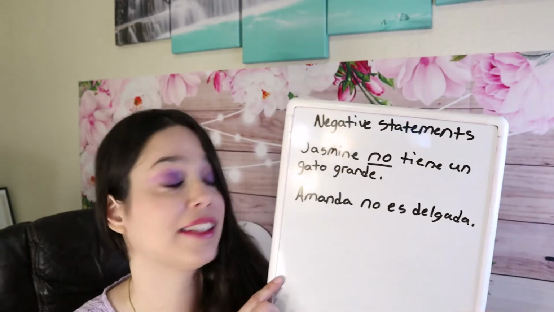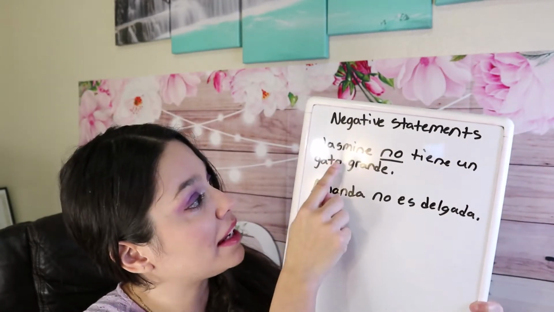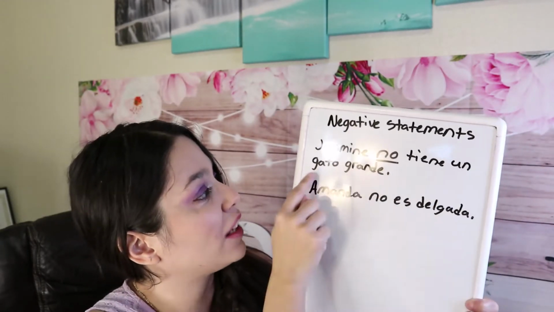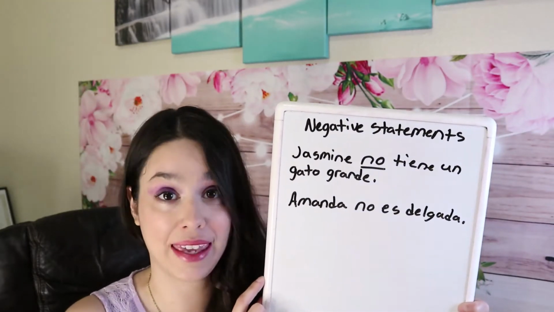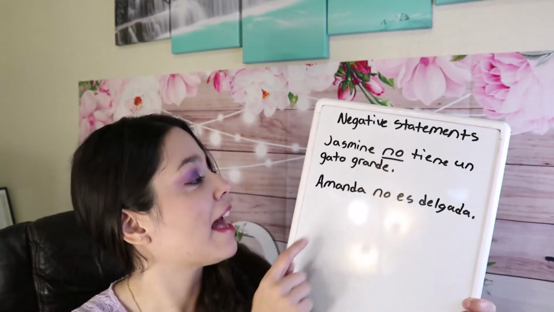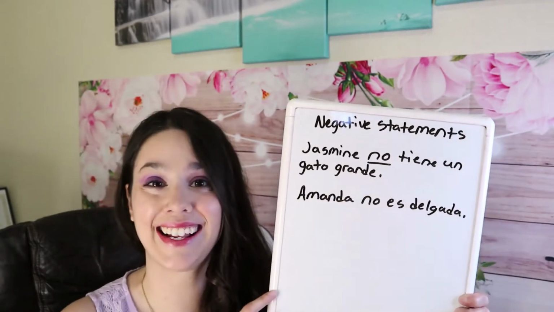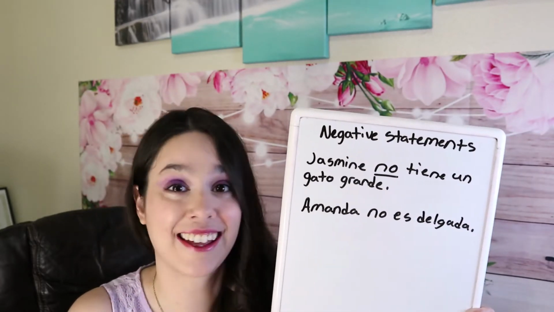Now, let's go ahead and look at our sample sentences using the negative statements. So we have our first sentence here. Jasmine no tiene un gato grande. So it says Jasmine does not have a big cat. And our next sentence, Amanda no es delgada. Or Amanda is not thin. Good job. Now let's go ahead and review how to ask and answer questions in Spanish.